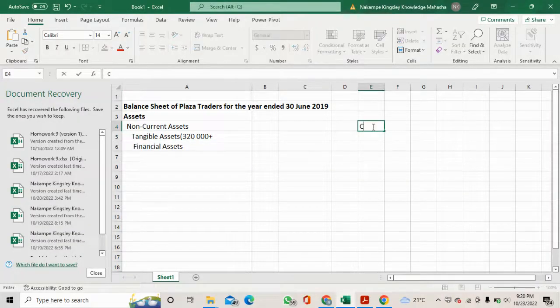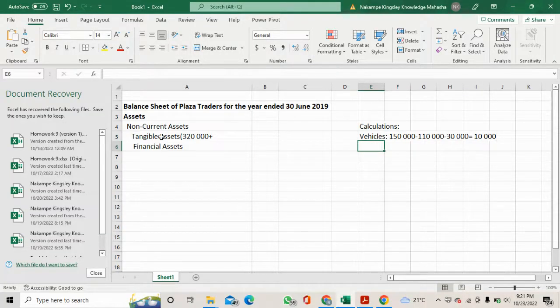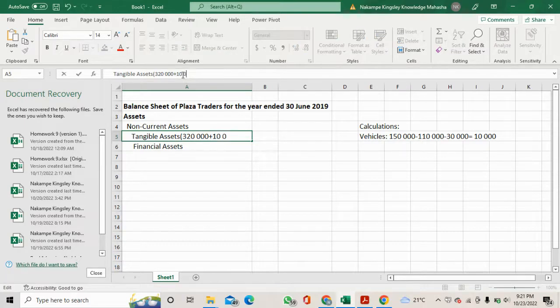Okay, I'll just do my calculations here. Calculations. Vehicles. We had the vehicles that cost 150,000, right? We're going to subtract the accumulated depreciation at the beginning of the year, which is 110,000, right? And we also subtract the depreciation for the year, which was 30,000. So we're going to be left with 10,000, right? So this is the 10,000 that we were looking for, and then we're going to add 10,000 here.